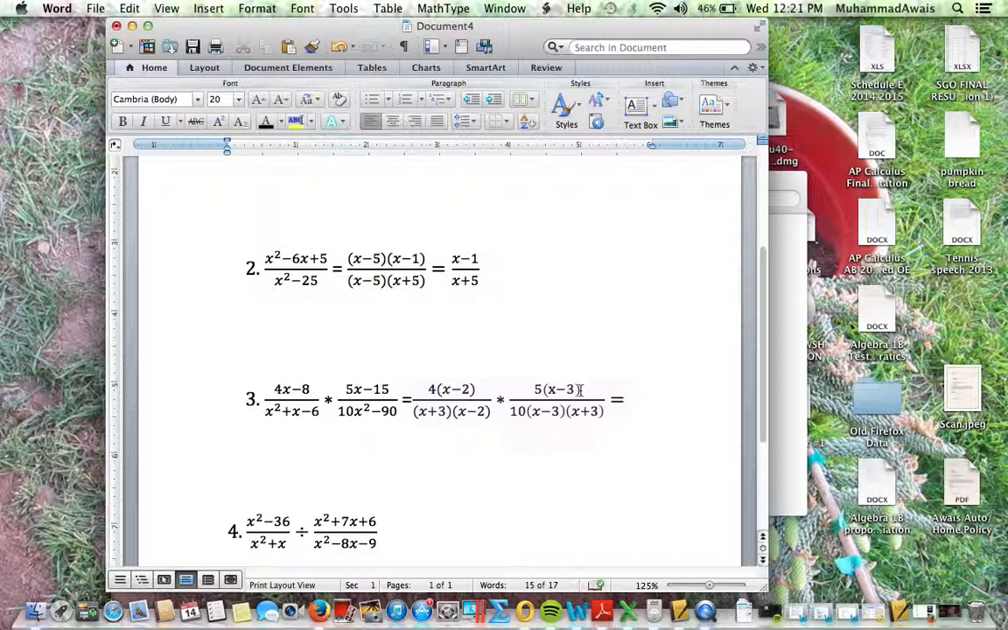Anyway, let's factor out x minus 3. These two x minus 3's cancel. Beautiful. How about these x minus 2's? They cancel. I also cancel out a 5 with a 10. So this becomes a 1. This becomes a 2. But then this 2 could cancel out with this 4. So I'm just left with a 2 on top.